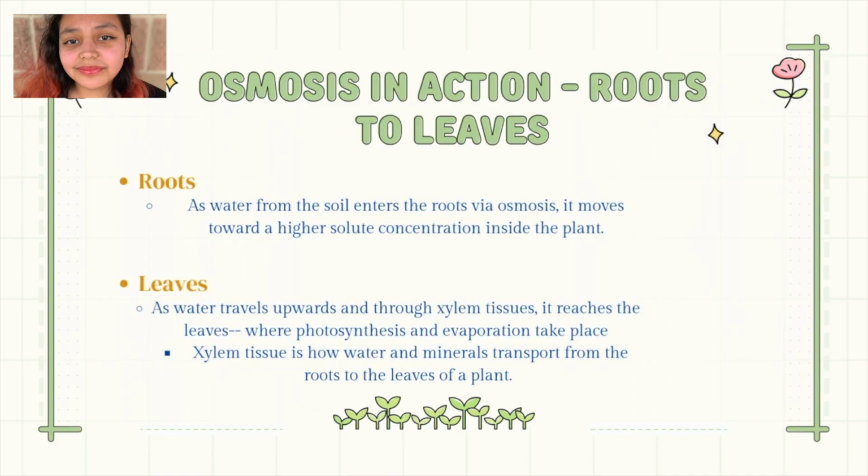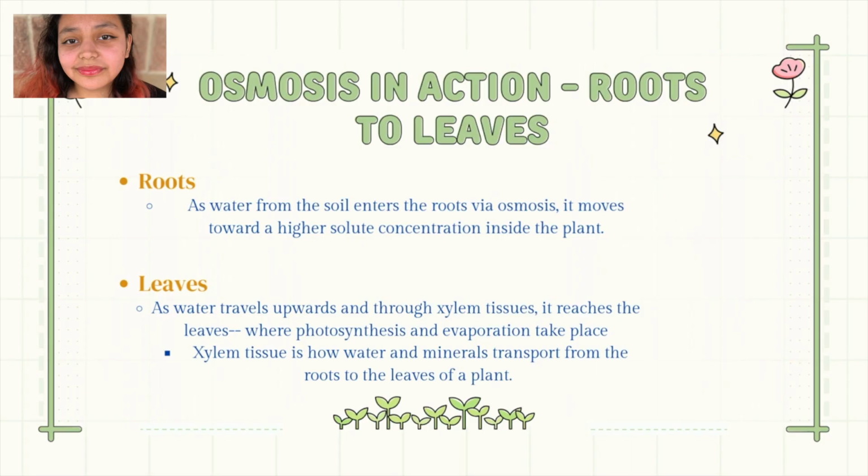Here we have osmosis in action. This is how osmosis acts from roots to leaves. In roots, as water flows from the soil, it enters the roots via osmosis. It moves towards a higher solute concentration inside the plant because there's a lower solute outside, but it's going to move inside due to the higher solute.